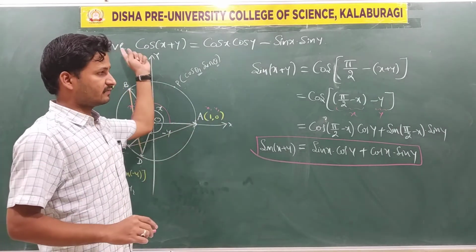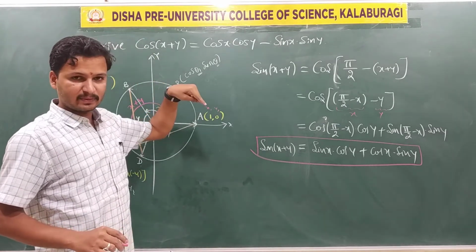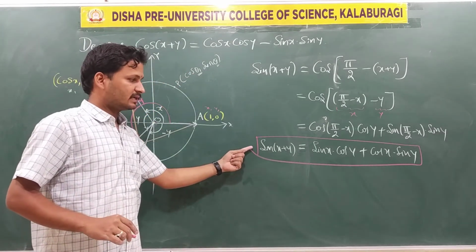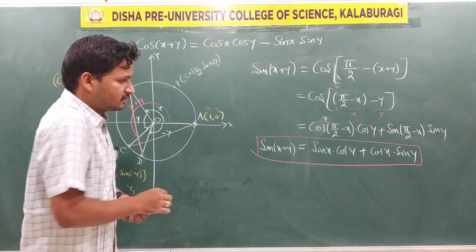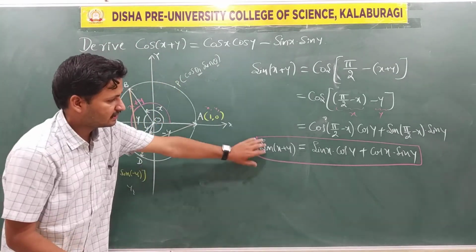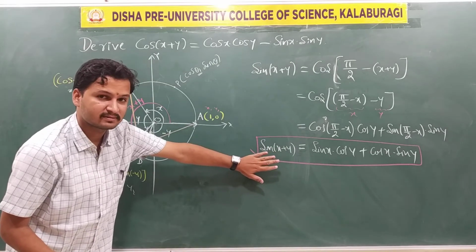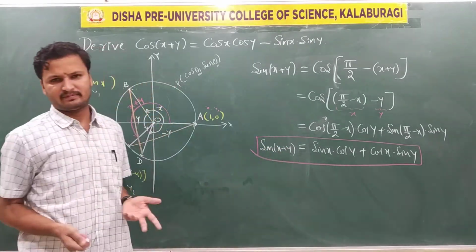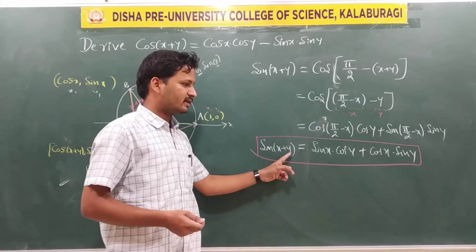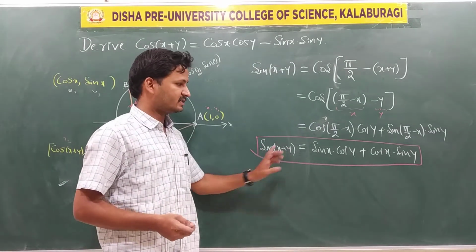First one is cos of x plus y, then cos of x minus y. Third one is sin of x plus y, and lastly that is sin of x minus y. So how to find sin of x minus y means just replace y by minus y in sin of x plus y. Okay.